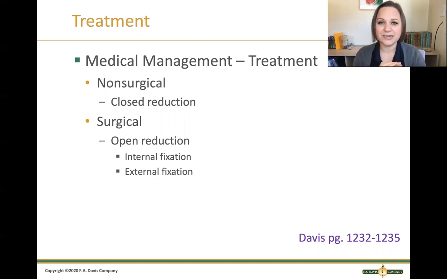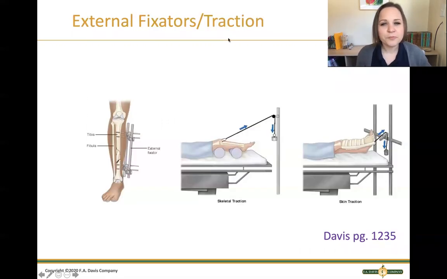So closed reduction, everything happens just with moderate sedation and just some yanking. It looks a little aggressive, but it works. Surgical option is for an open reduction, which could involve some kind of fixation, some kind of pins, either internal or external. Now, when bone pieces aren't aligned, it can actually cause muscle spasms in that area, and it can be very painful for the patients.